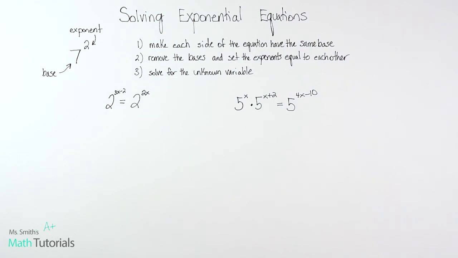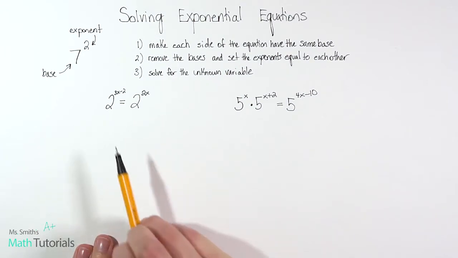We also want to, as our next step, remove the bases once they're the same and set the exponents equal to each other. From there, it's pretty easy. We just solve for the unknown variable. We just use our basic algebraic solving steps. With everything, it makes the most sense once you get into it and start doing examples.